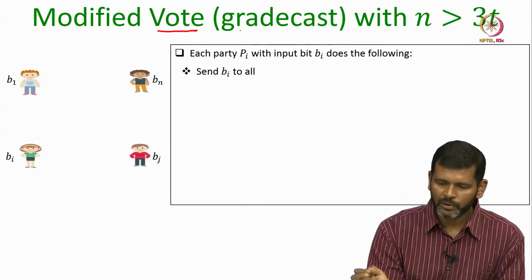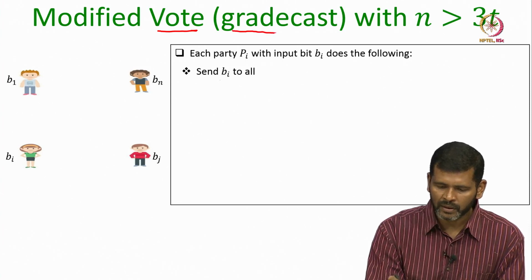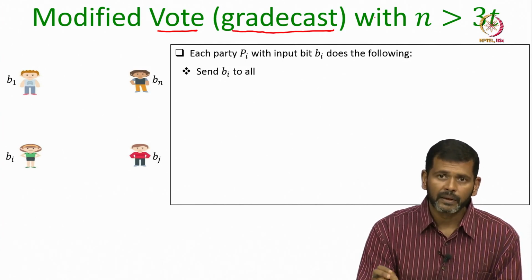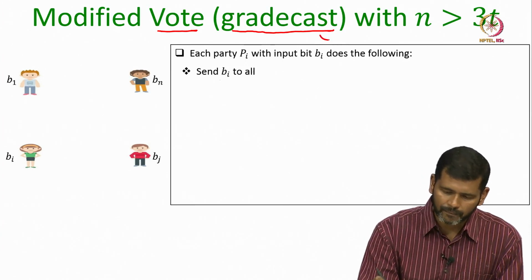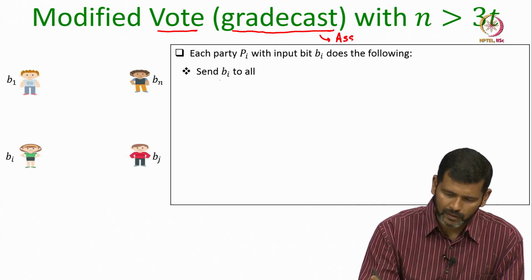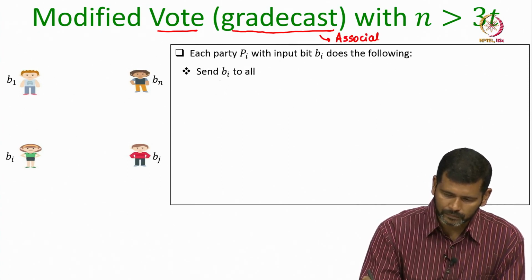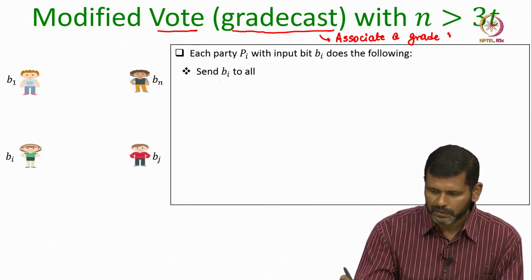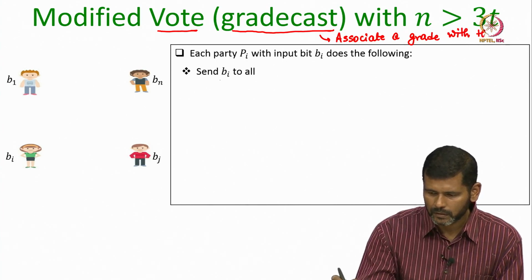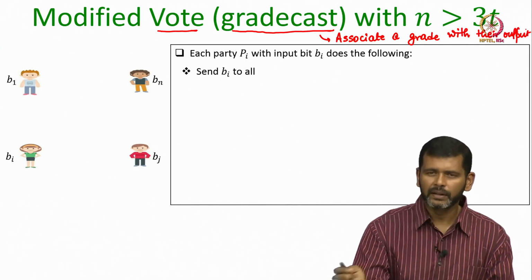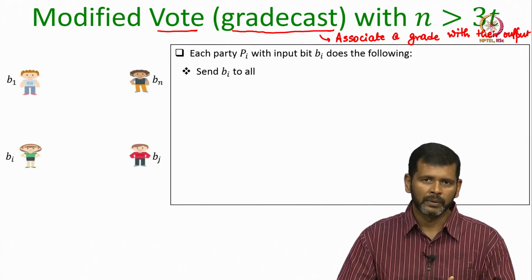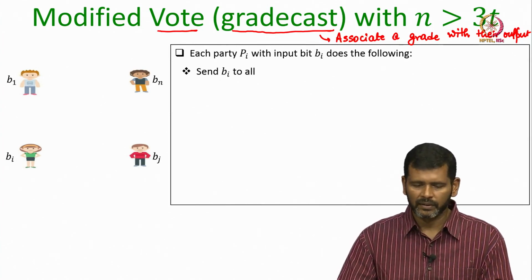This modified vote protocol in the literature is often called the Gradecast primitive, because here every party will associate a grade with their output, and that grade will be basically a measure of the confidence level which they have regarding the output that they are going to obtain. Okay, let us see how the grades are assigned.